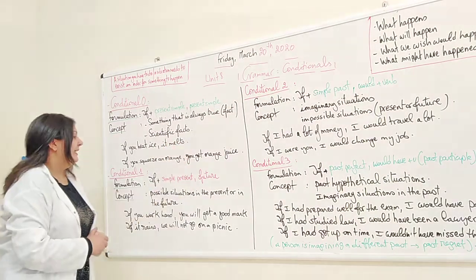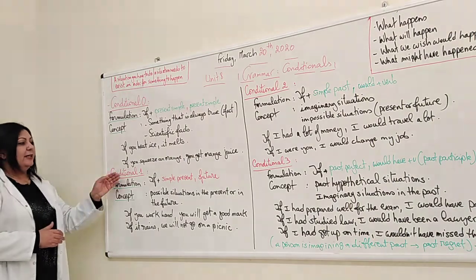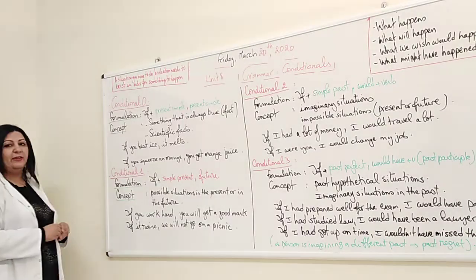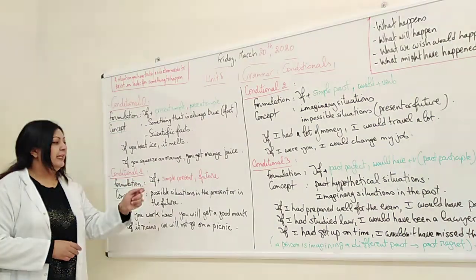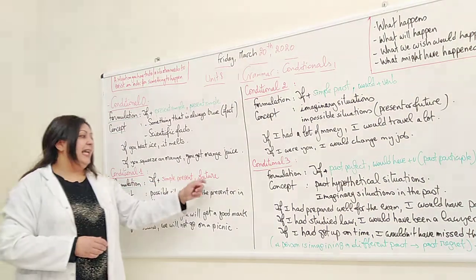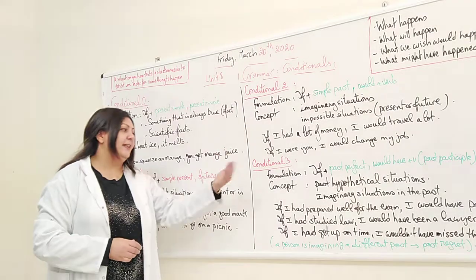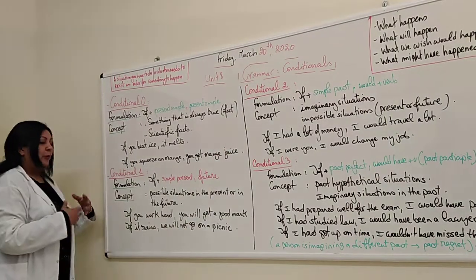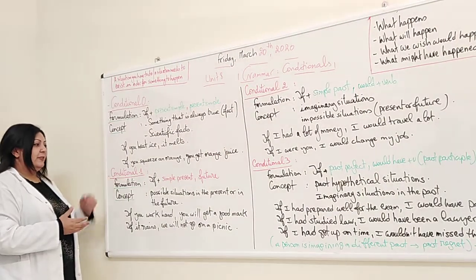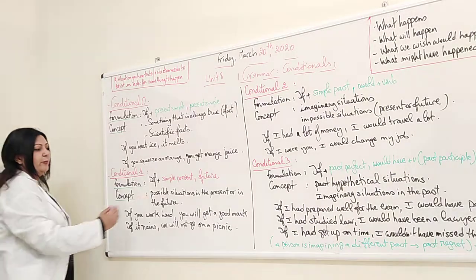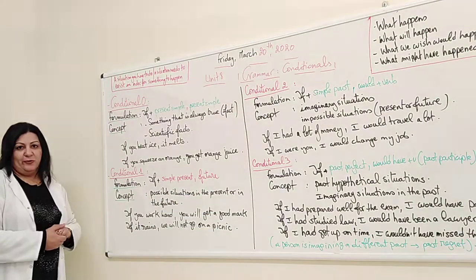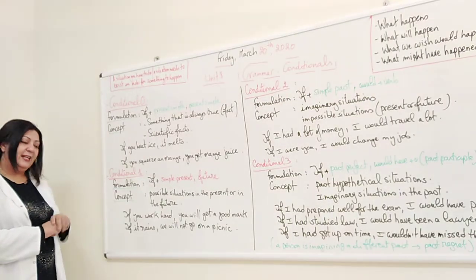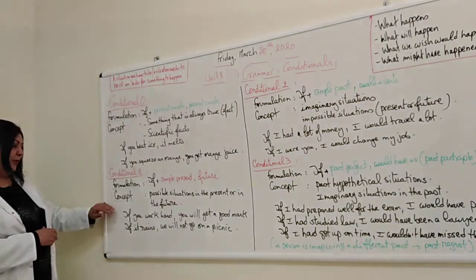Now let's see conditional type 1. Let's start with the structure. We have if plus simple present and future in the result clause. When do we use conditional type 1? We use it for possible situations in the present or in the future. So let's look at those examples.